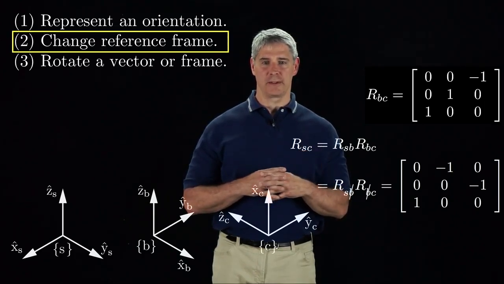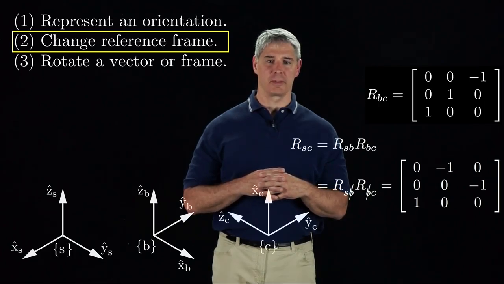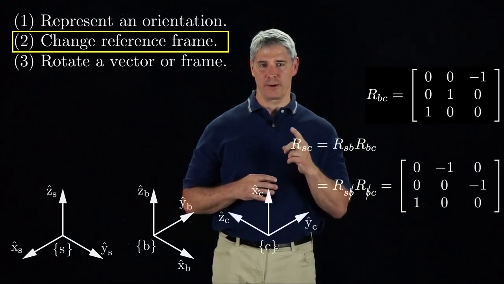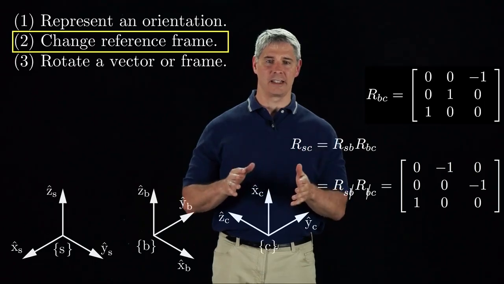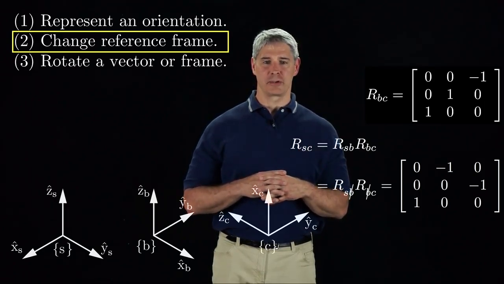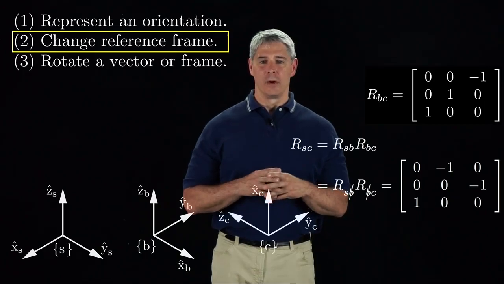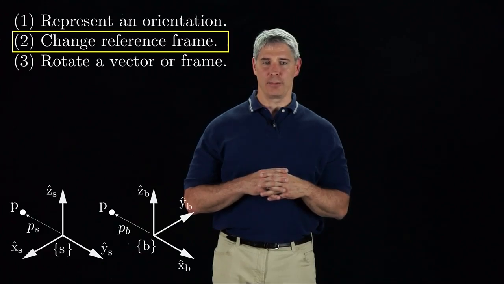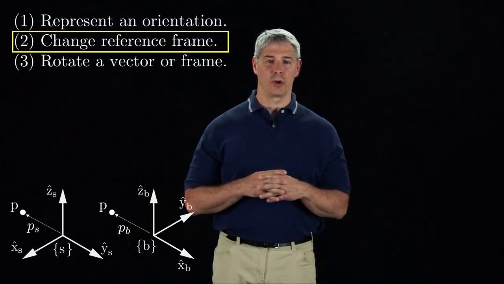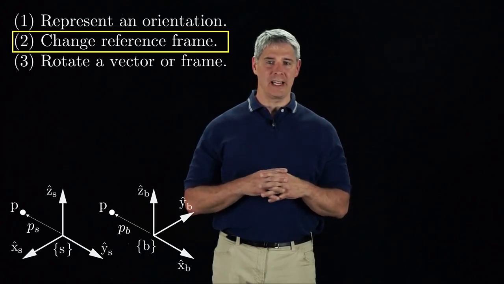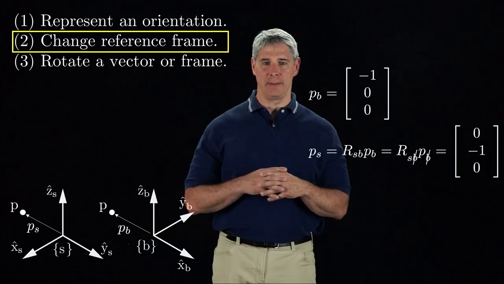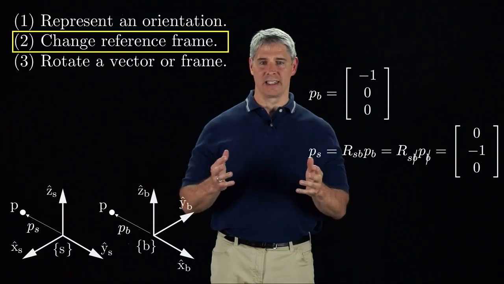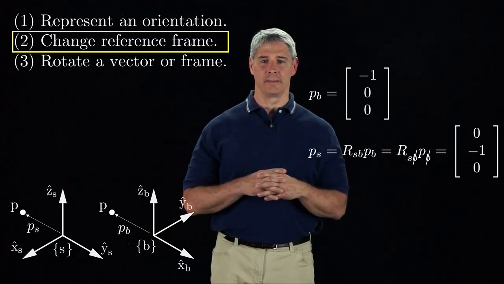You can remember the change of reference frame operation by a subscript cancellation rule. If the second subscript of the first matrix matches the first subscript of the second matrix, they cancel each other, leaving the 2 remaining subscripts in the right order. We can also change the frame of reference of a vector. Let PB be the position of point P when expressed in B frame coordinates. To express P in S coordinates, we can pre-multiply PB by RSB to get PS. This operation again satisfies a subscript cancellation rule.